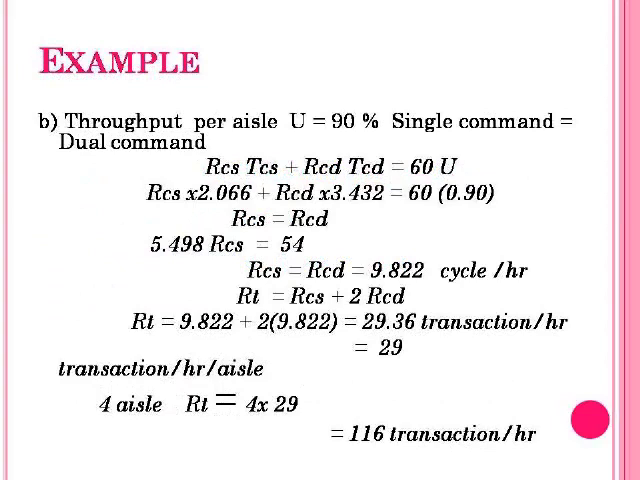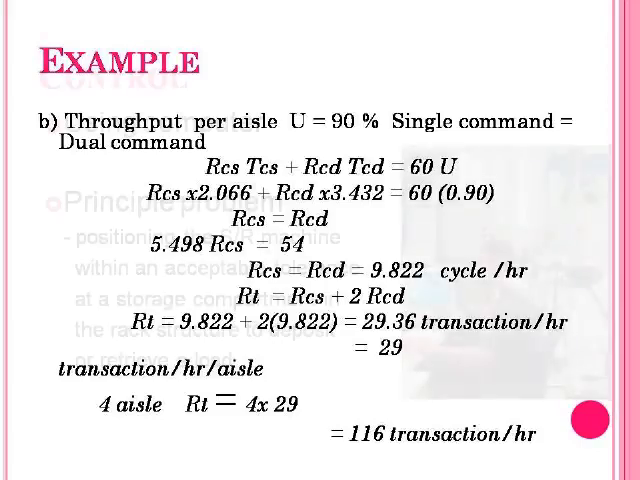And throughput per hour with utilization U of 90%, single command is equal to dual command. RCS TCS plus RCD TCD is equal to 60U. You have to use this formula here. RCS multiplied by 2.066 plus RCD multiplied by 3.432 equals 60 into 90% usage. So RCS is equal to RCD, and 5.498 RCS is equal to 54, and RCS is equal to RCD is equal to 9.822 cycles per hour. And we can calculate RT, and RT is calculated as 116 transactions per hour from this example.